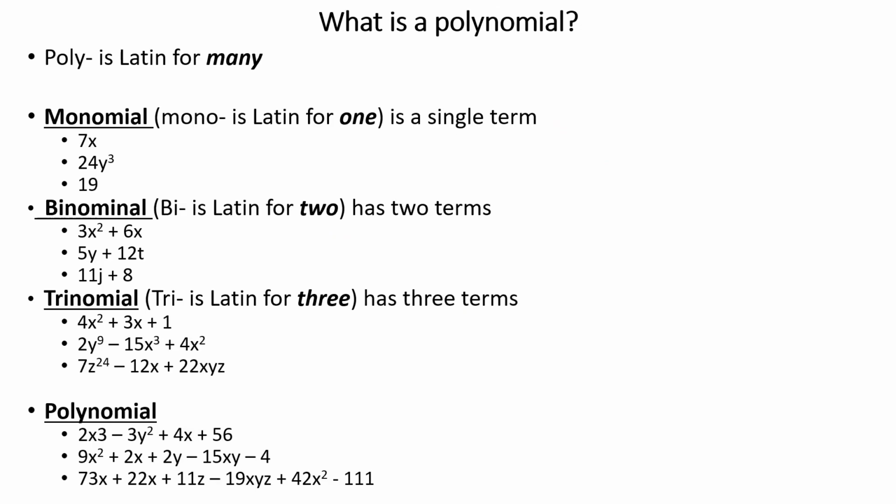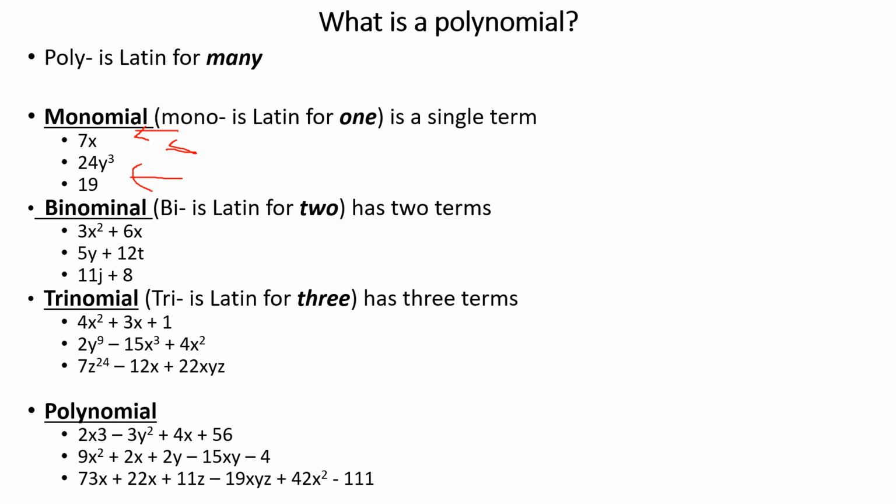Now, use some of our Latin knowledge here. A monomial means only a single term, whether it's a constant or a variable: 7x, 24y cubed, or 19. These are all monomials. There's only one term there.